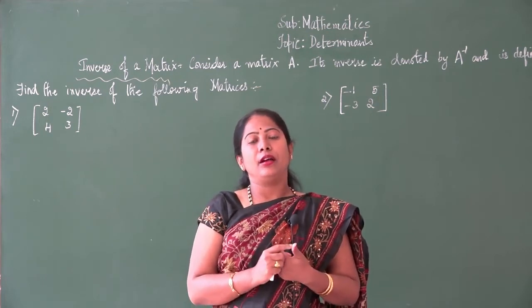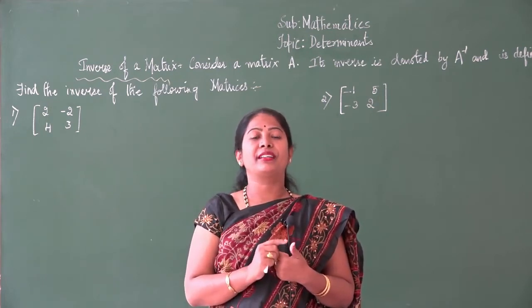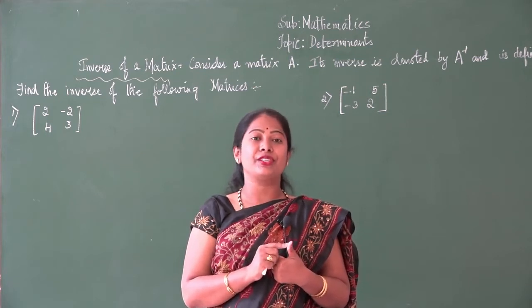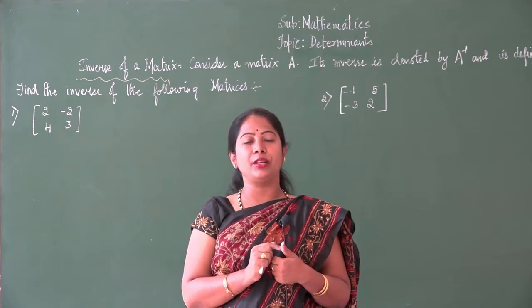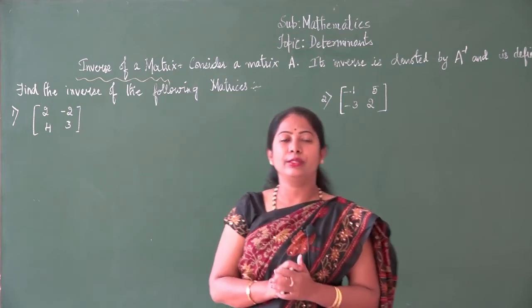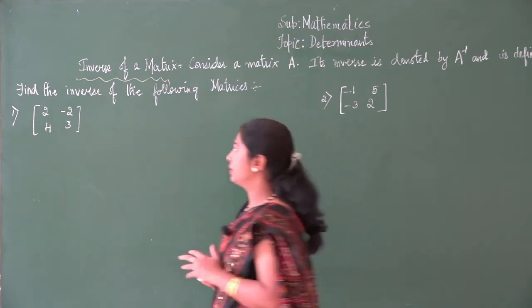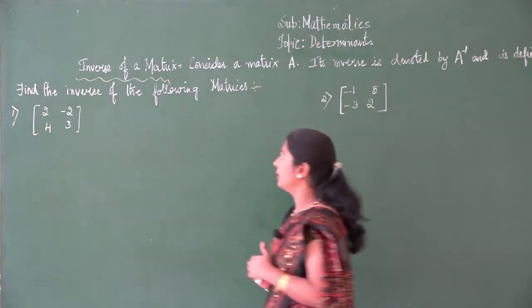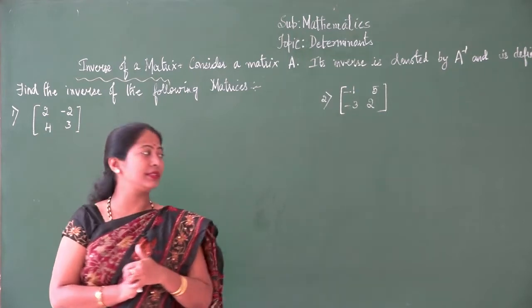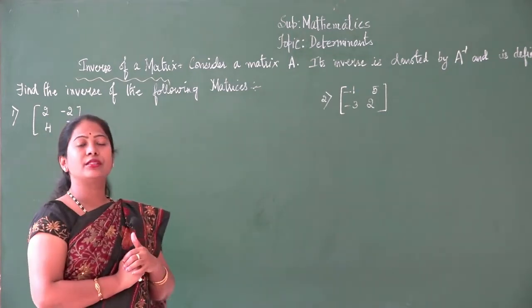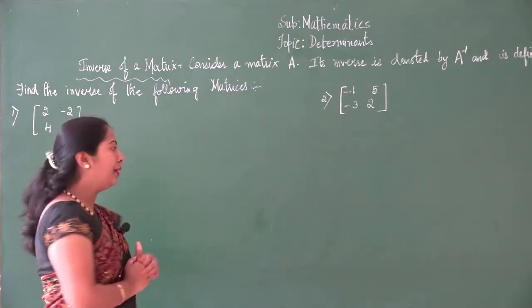Then how do you find cofactor matrix? Cofactor matrix is defined as Aij and is given by Aij is equal to minus 1 to the power i plus j into Mij. So to start off with the first problem, find the inverse of the following matrices. What is the formula to find the inverse of the following matrices? We know that A inverse is equal to 1 by determinant A into adjoint A.